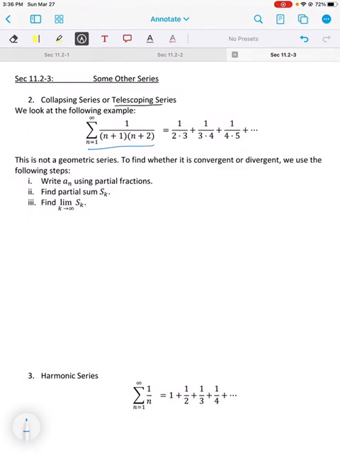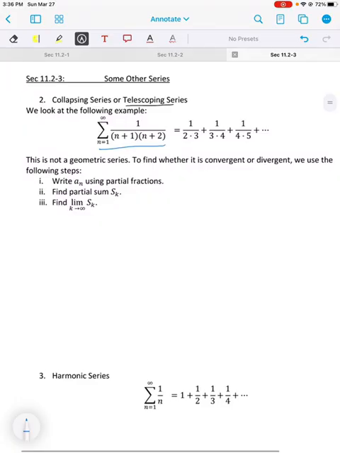So we have a summation, something like this, and when we expand it by plugging in the values of n, we end up getting terms of this form. Notice here, this is not a geometric series because we do not have a common ratio.